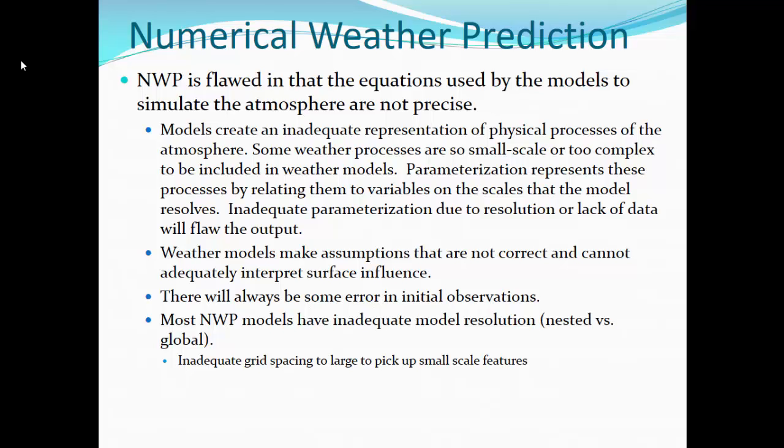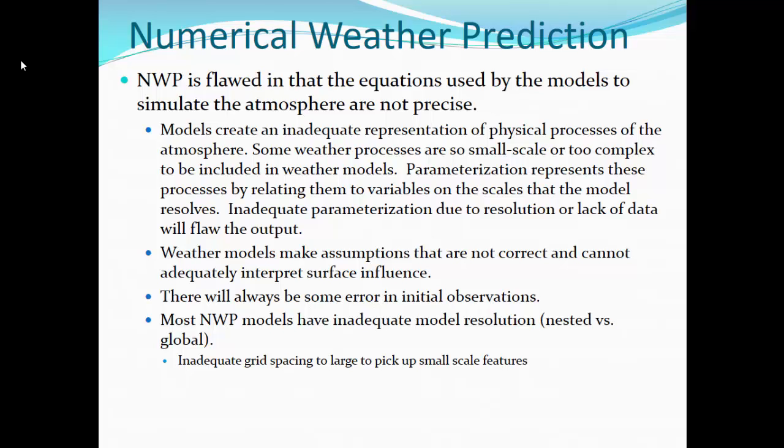And there's also always going to be some error in initial observation. As I was explaining with the time steps, the initial observation becomes the first time step, the first forecast. That first time step or first forecast then becomes the initial observations for the next time step. So if observations are wrong, then you're going to have a rapidly decreasing value of a model. So errors in initial observations are a big problem.